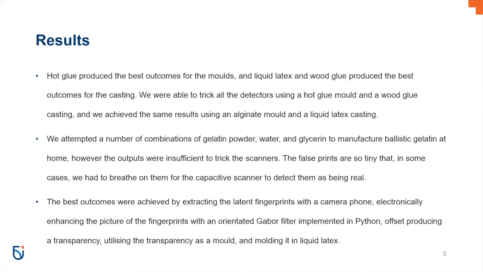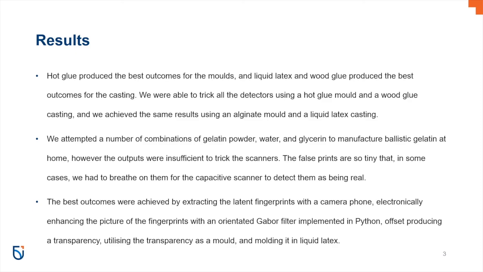Results: hot glue produced the best outcomes for the molds, and liquid latex and wood glue produced the best outcomes for the casting. We were able to trick all the detectors using a hot glue mold and a wood glue casting, and we achieved the same results using an alginate mold and a liquid latex casting. We attempted a number of combinations of gelatin powder, water, and glycerin to manufacture ballistic gelatin at home. However, the outputs were inefficient to trick the scanners. The false prints are so tiny that in some cases we had to breathe on them for the scanners to detect them as being real.